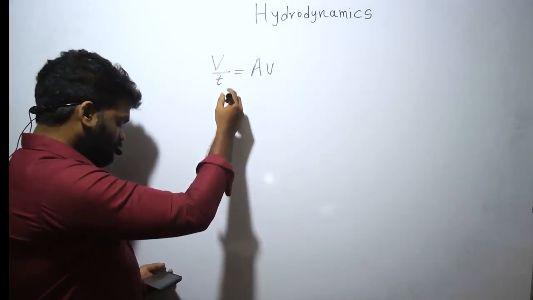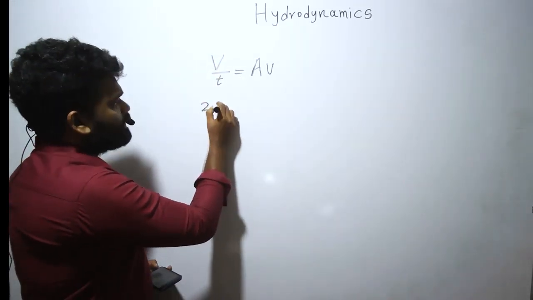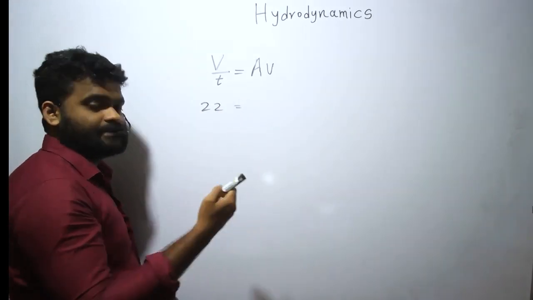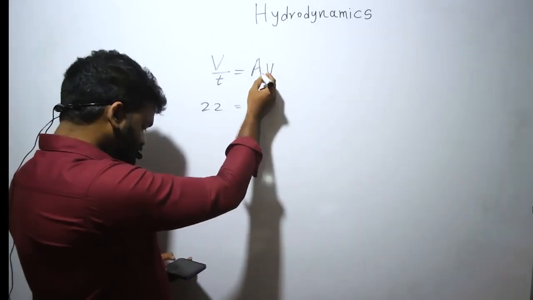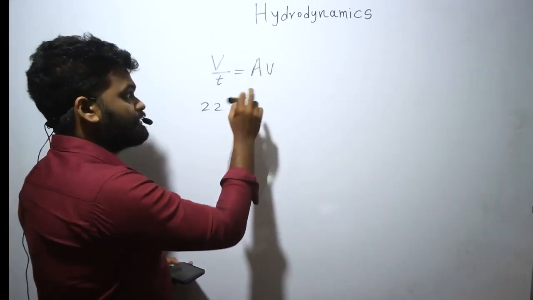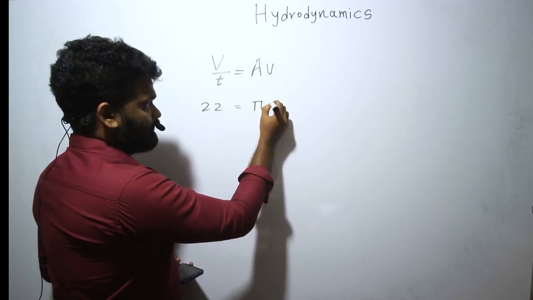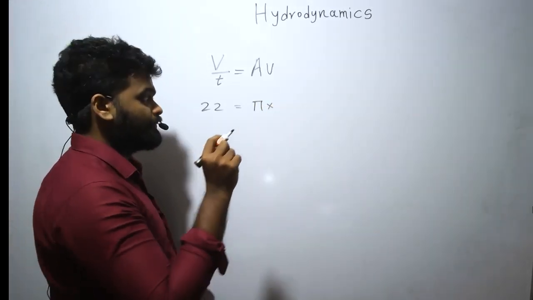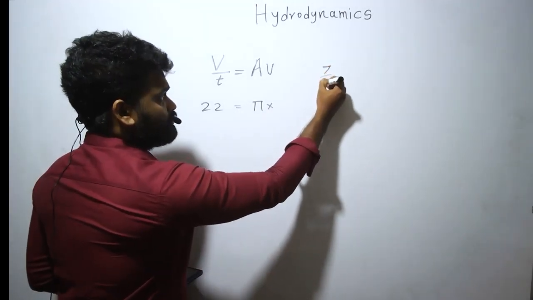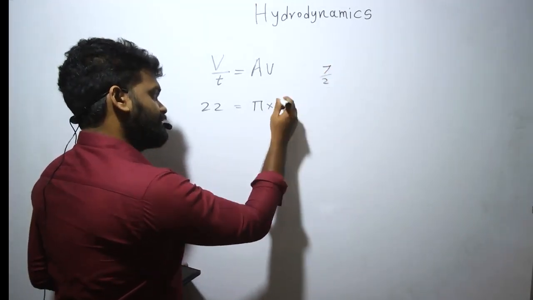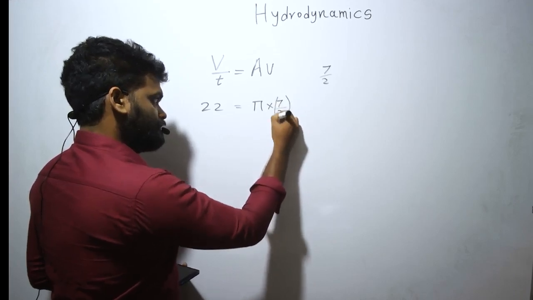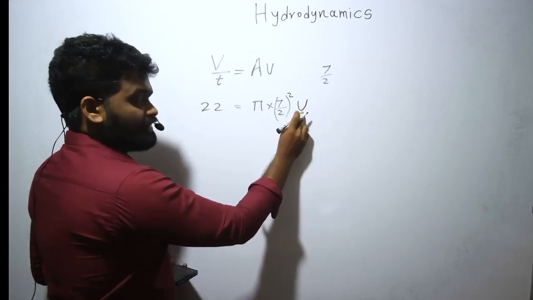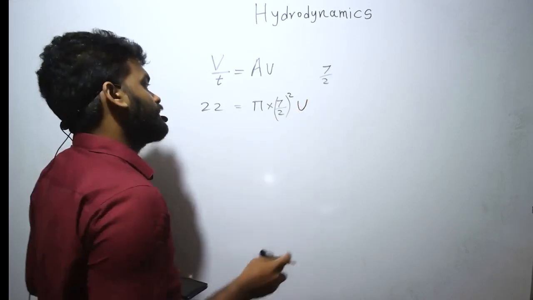The volume flow rate is given as 22 cubic centimeters per second. You don't have to convert this, because the answer is also in centimeters. For the cross section, they have given the radius as 3.5 centimeters, which is 7 over 2, so I'll substitute it as 7 over 2. Pi r squared is the cross section, times velocity. What they ask is the velocity.